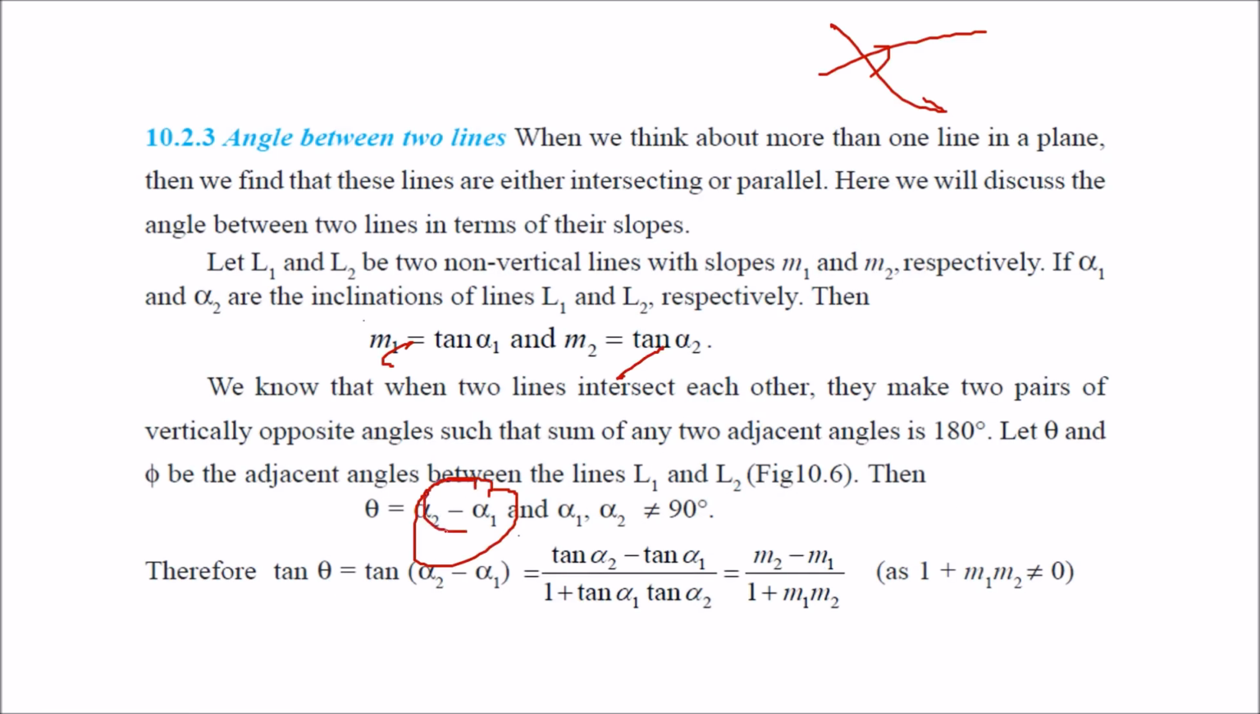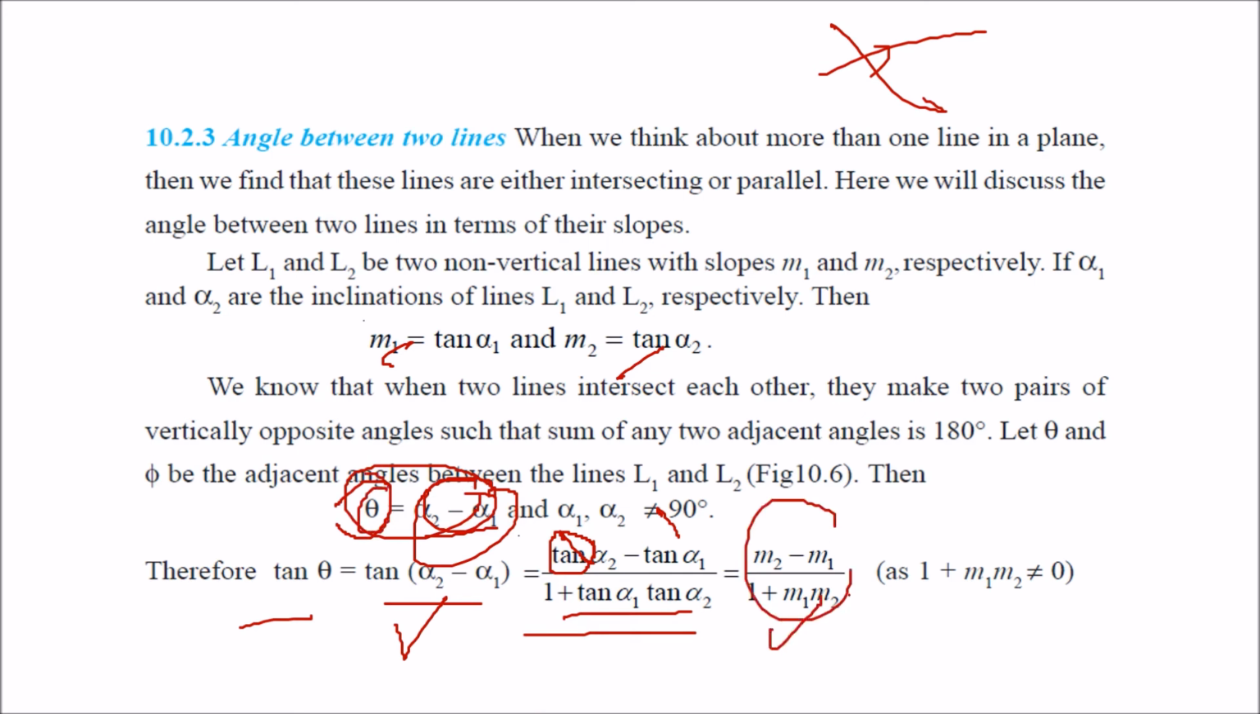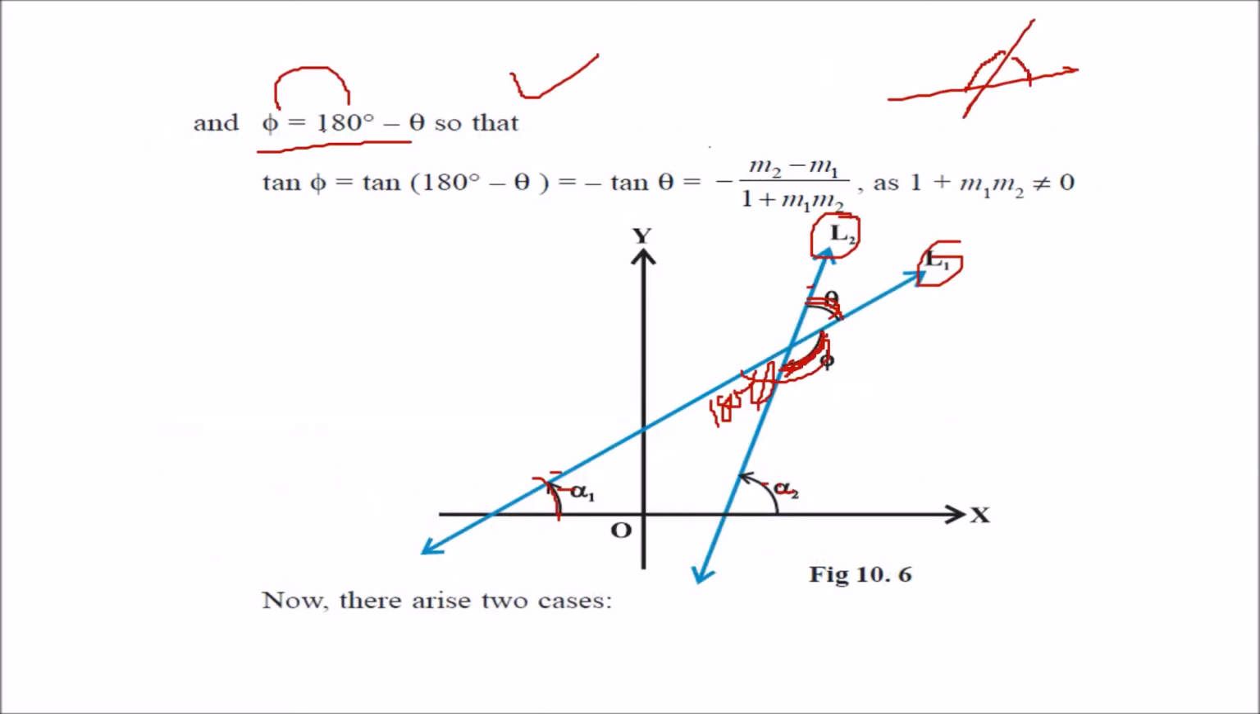So let us take tan on both sides. So tan theta is equal to tan of alpha 2 minus alpha 1. Let us use the formula of tan of alpha 2 minus alpha 1. So this will be tan alpha 2 minus tan alpha 1 by 1 plus tan alpha 1 tan alpha 2. This is what we have considered to be m2 minus m1 by 1 plus m1 m2. You understood this. The difference between alpha 1 and alpha 2 will give you the theta. So now we have understood how we got this.